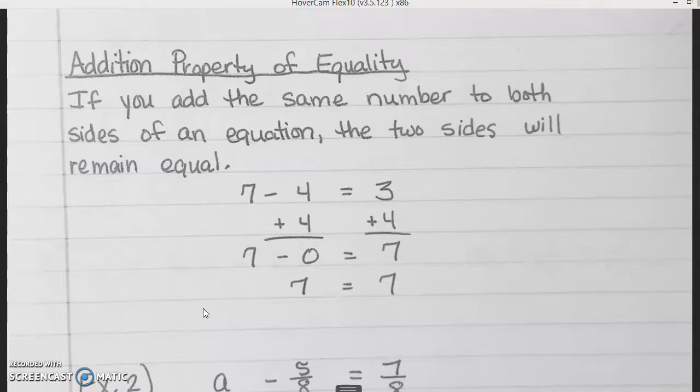So I have 7 minus 4 equals 3. I'm going to go ahead and pause this so y'all can write that down.